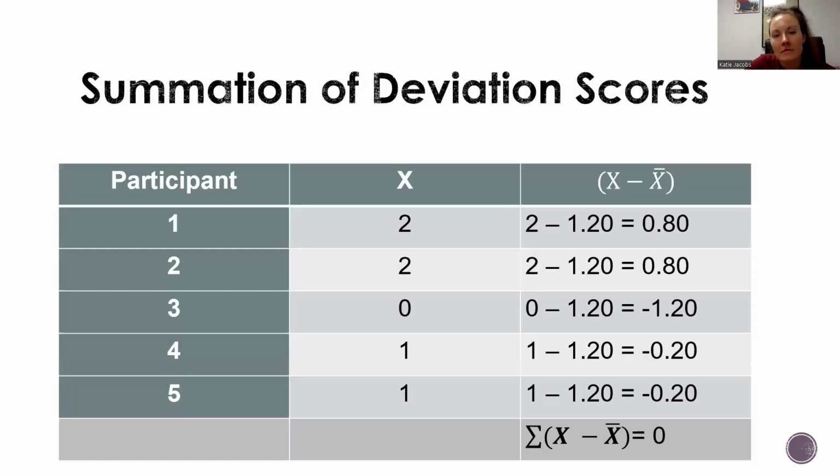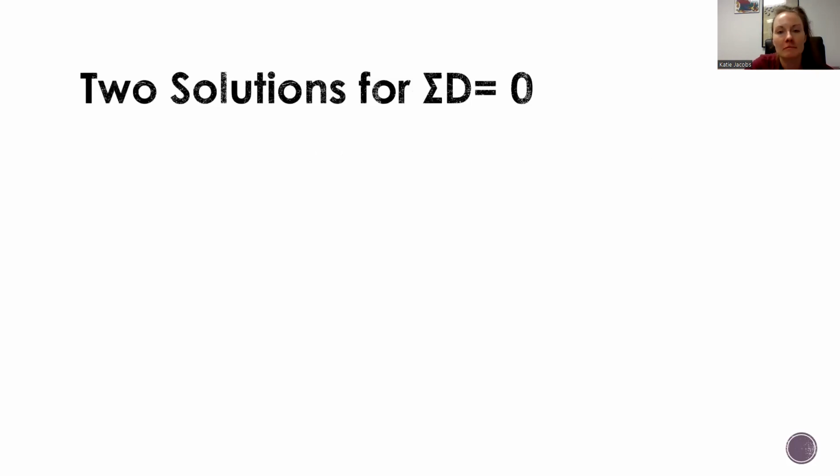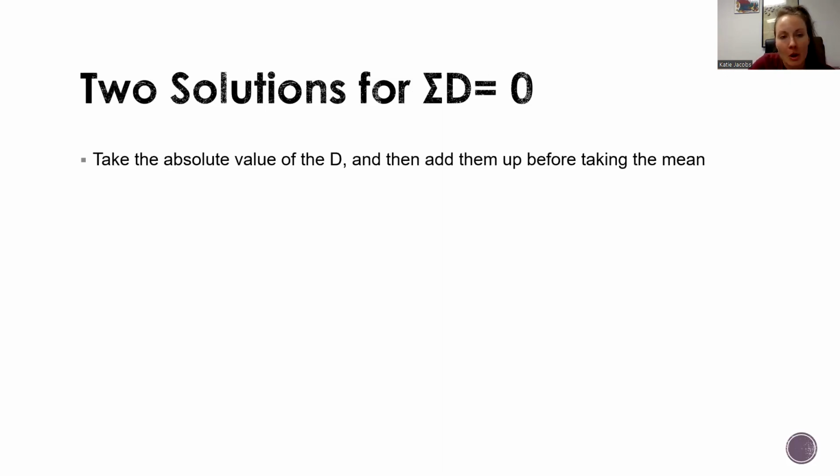All right. So again, when we add those deviation scores, we see that they equal 0, which is problematic. So again, we have two solutions for the summation of our deviation scores. We could take the absolute value of our deviation scores, then add them up, and then divide by our sample size. This is called our mean absolute deviation.